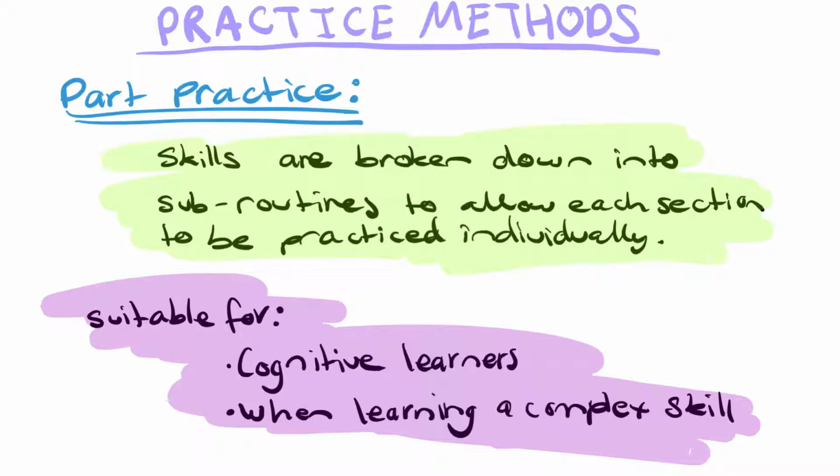Part practice is also really good for when learning a complex skill. So for example, a gymnast who is trying to put a serial skill together, where it might be a full performance, might break that down into the components or the individual skills of that performance. So part practice isn't just for cognitive learners, it's also for learners who are trying to execute or learn a complex skill.